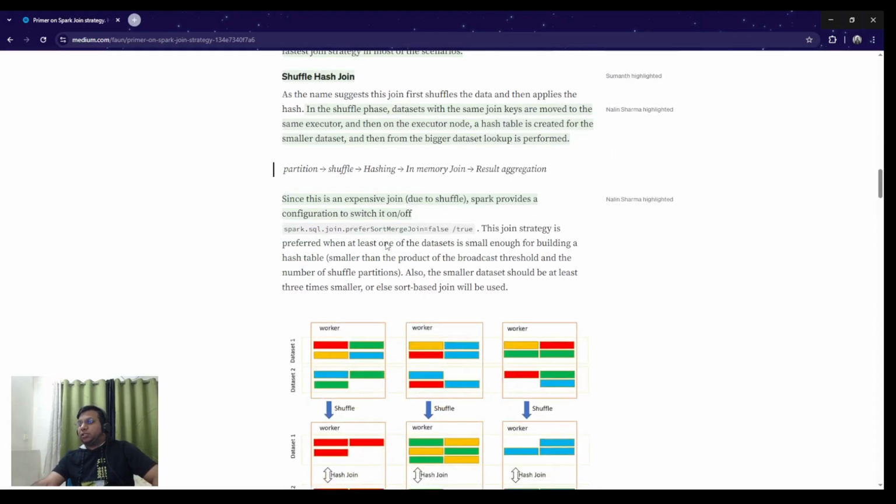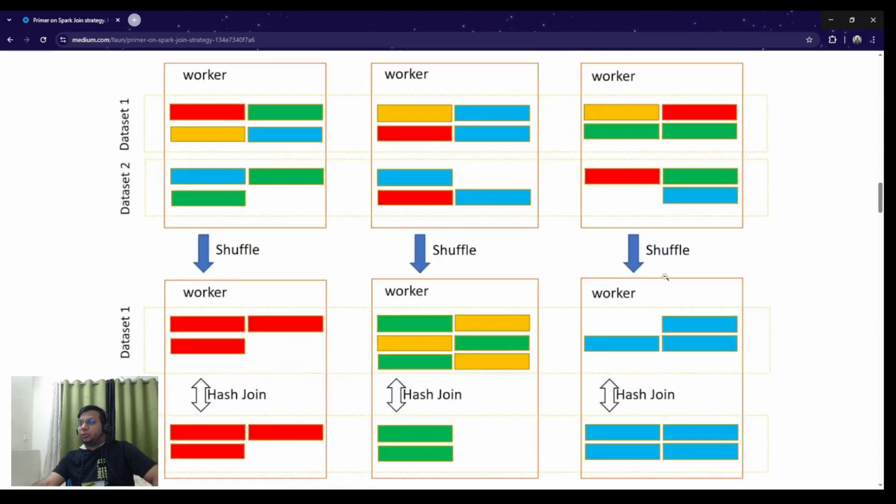Then we have a shuffle hash join. Because both sides of the join tables are there, they will shuffle the data based on the columns on which we are joining. It will try to put all the same values in the same executor or worker. For example, let's say table one has four different colored hash values, and the one below has, let's say, one blue and two green.